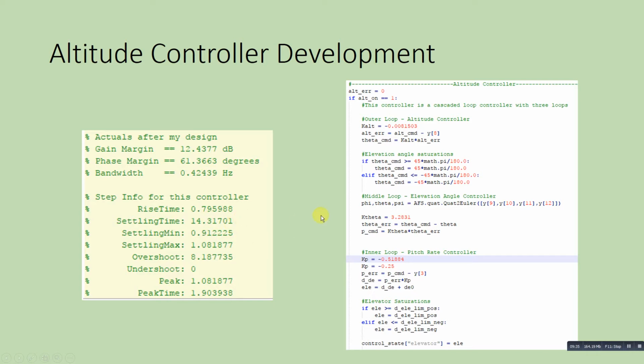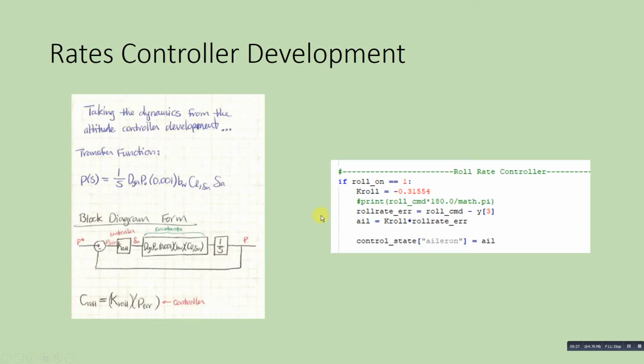The rates controller development, here on the left you can see the transfer function I used in the block diagram. Again, just a simple proportional controller. Here is the actual code implementation, so very simple because it's just one loop and it's a gain.